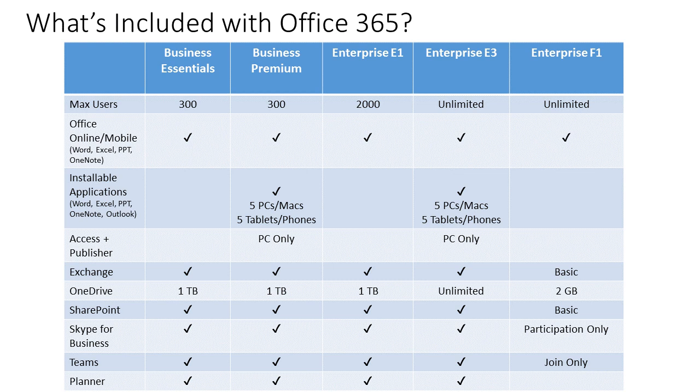Exchange is included in all the plans. OneDrive is also included in all the plans. However, for the E3 plan, you can have unlimited storage. SharePoint, Skype for Business, and Teams are also included in all the plans. However, F1, which is the Volunteer Skill plan, is a bit limited in its features. The Planner application is only included in Essentials, Premium, E1, and E3 plans. Moving on to the next slide, Ricky will take it from here.